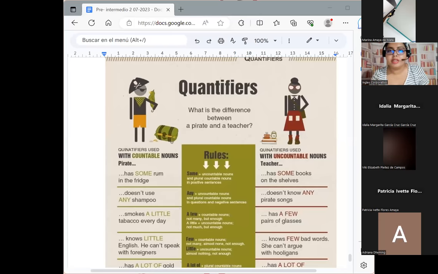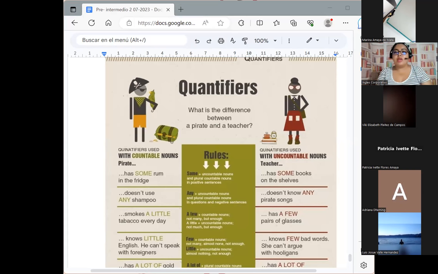Okay, we have here this image that is talking about the quantifiers, but also is saying, what is the difference between a pirate and a teacher? ¿Cuál es la diferencia entre un pirata y un maestro? And we have the rules. We have also the use of the quantifiers. And we are like giving some examples related to the pirates and the teacher. So in this case, we're just going to read the rules for this one.